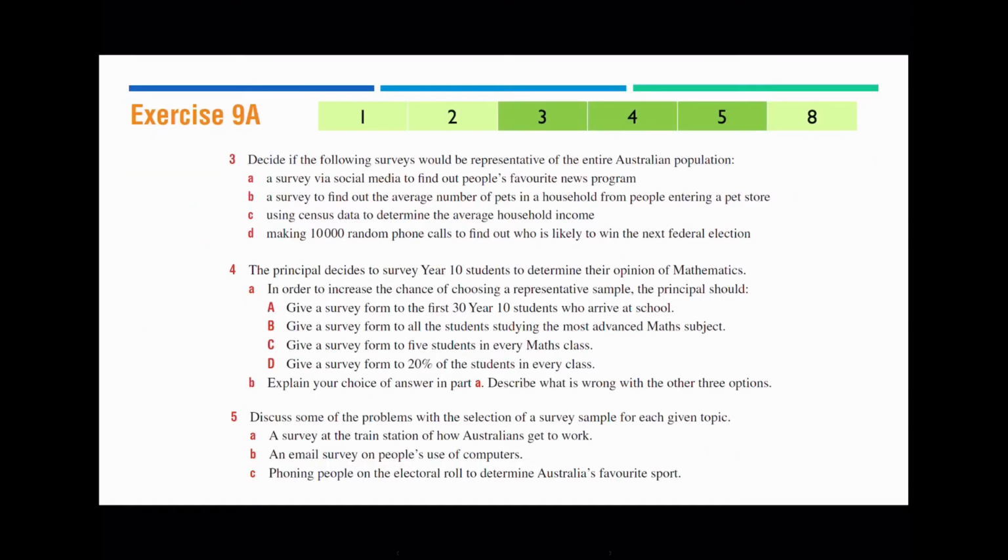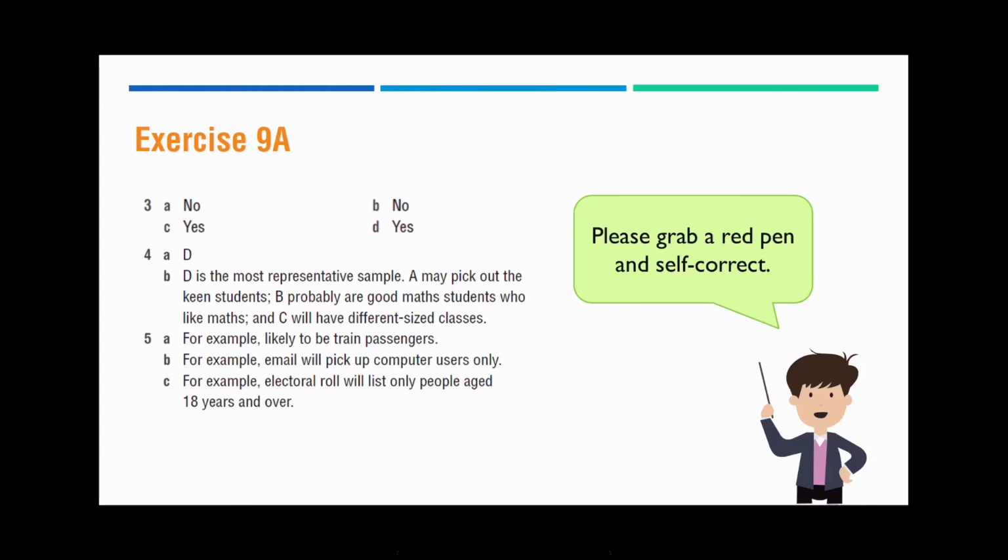What I'd like you to do right now is spend around 15 minutes to answer these questions from exercise 9A. So these are all the questions in total, but what I'd like you to do now is just answer questions 3, 4, as well as 5. Give yourself 15 minutes and then we'll compare your answers. If you've done this successfully, these are the answers that you should have obtained. So please make sure you grab a red pen and self-correct yourself because I like to see you guys self-assessing as well. We'll be moving on to the next topic right now.